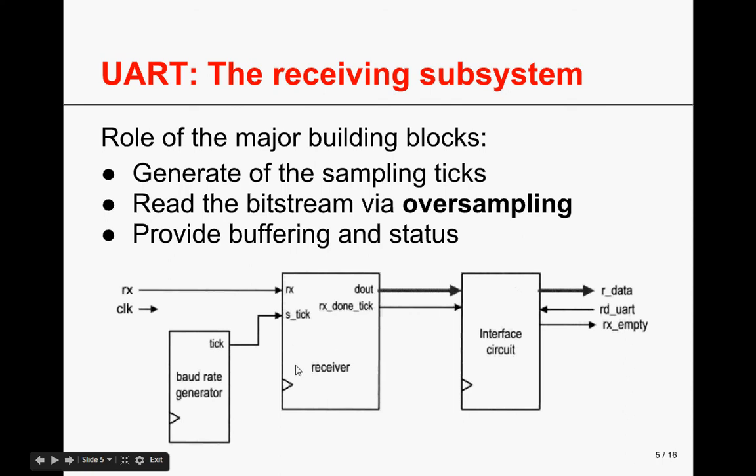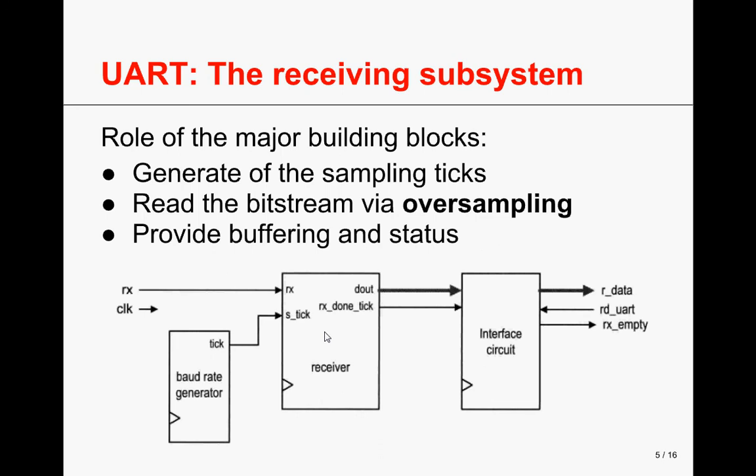Now the receiving subsystem, as we have referred before, comprises these three main functions. The baud rate generator produces the sampling ticks that are used to read the input bit stream using an oversampling scheme. Now oversampling is needed because, as we have just said, the receiver and the transmitter ends do not share a common clock.